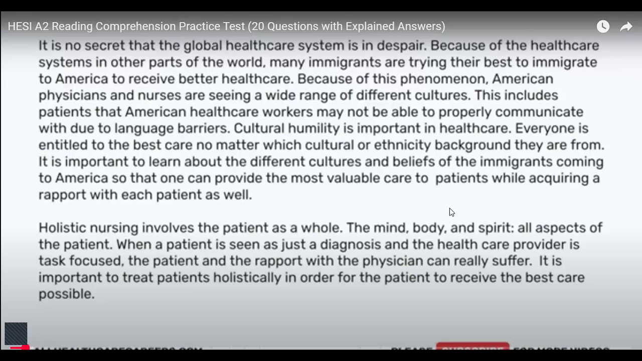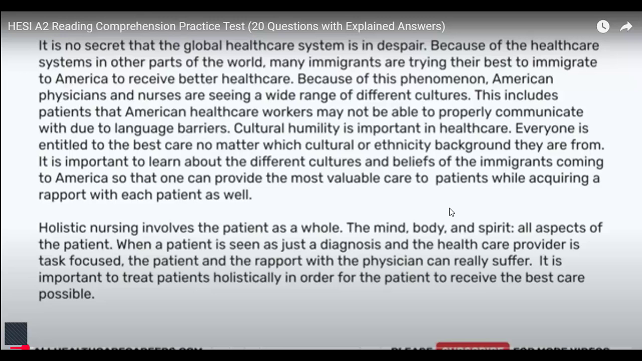This includes patients that American healthcare workers may not be able to properly communicate with. So, problem number one, different cultures, different communication issues, right? Due to their language barriers. Okay, and now they're giving you some clues on how to deal with this. This is a solution. Cultural humility is important in healthcare. They're not just throwing that out there randomly. They're going to get deeper into that.